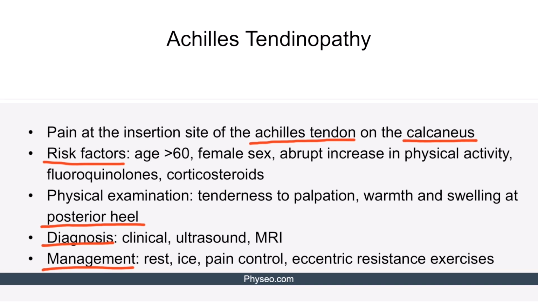Briefly, an eccentric exercise is one that causes lengthening of the muscle while it's under tension. An example of that would be lowering the body during a pull-up. Eccentric resistance exercises are thought to reduce the long-term maximal strain on the Achilles tendon, thereby creating more favorable conditions for recovery.